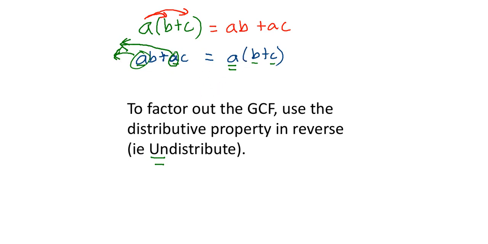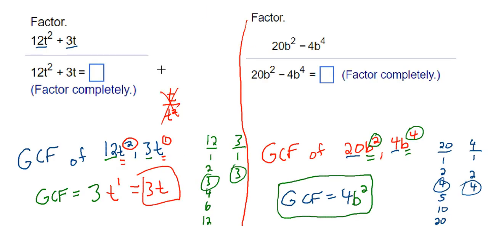So let's see if we can do that on this first example here. Okay, so I'm not going to do this every time because most people don't bother writing this much detail, but for these two problems anyways, I want you to see the actual greatest common factor getting factored out, being undistributed. So I have 12t squared plus 3t. And what I want to do is rewrite both of these terms so that we can actually see the greatest common factor in each of them.